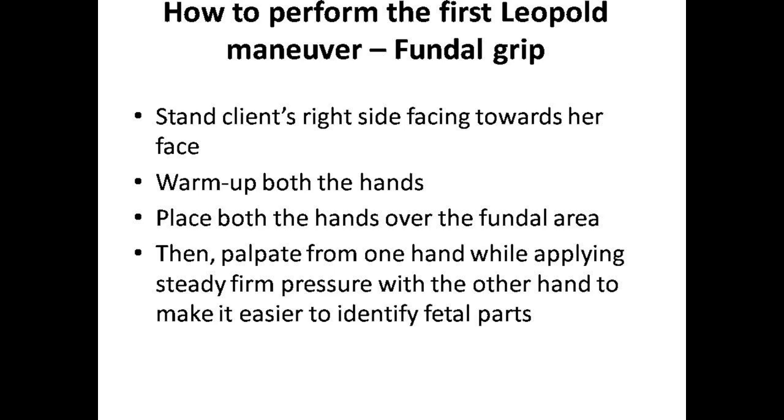Warm up both hands. As I said, cold hands can stimulate uterine contraction or make the mother uncomfortable, so you're going to make your hands warm. Place both hands over the fundal area. Here the fundal area is nothing but the topmost part of the abdomen, so you are going to place both hands on the uppermost part of the abdomen. Then palpate with one hand while applying steady firm pressure with the other hand to make it easier to identify the fetal parts. With one hand you apply the steady pressure and with the other hand you palpate the mother's abdomen, so that you can easily feel the fetal parts.